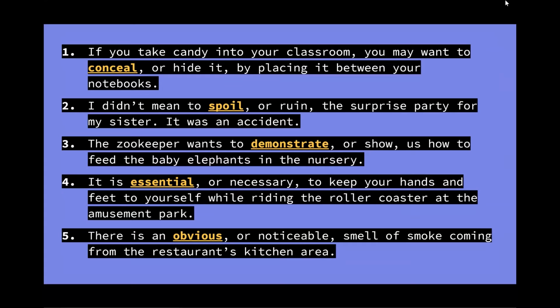All right, number 4, it is essential or necessary to keep your hands and feet to yourself while riding the roller coaster at the amusement park. All right, the word we're looking for is underlined and in yellow, and it's essential. And number 5, there is an obvious or noticeable smell of smoke coming from the restaurant's kitchen area. And the word we're looking for is underlined in yellow, and the word is obvious.